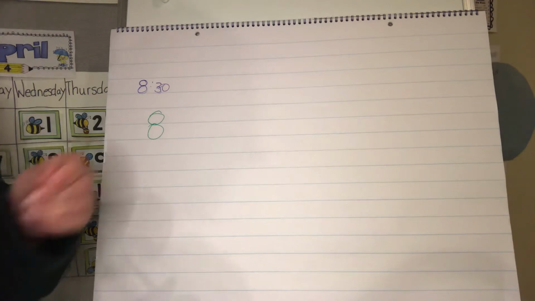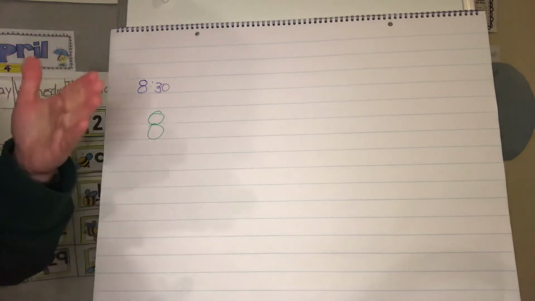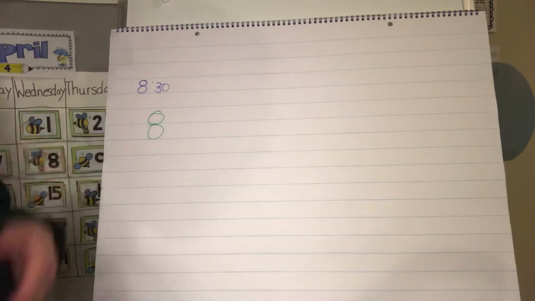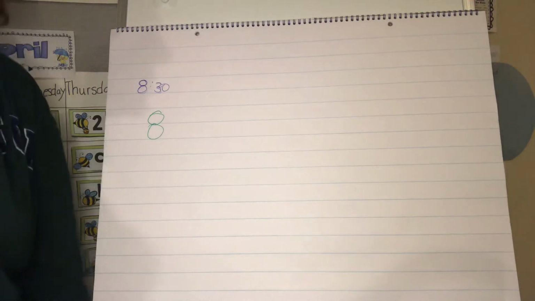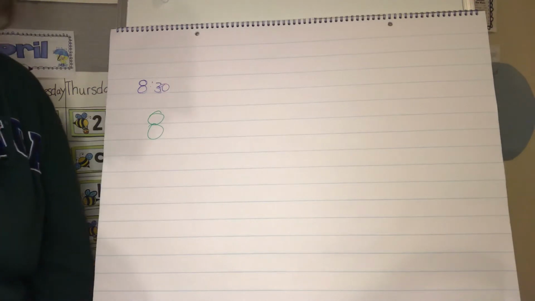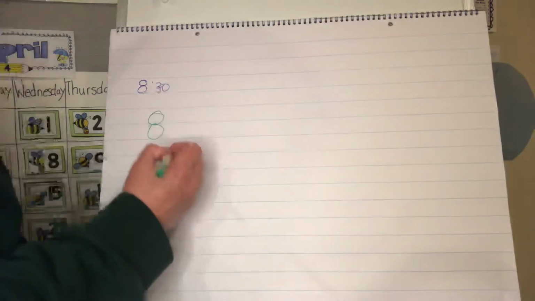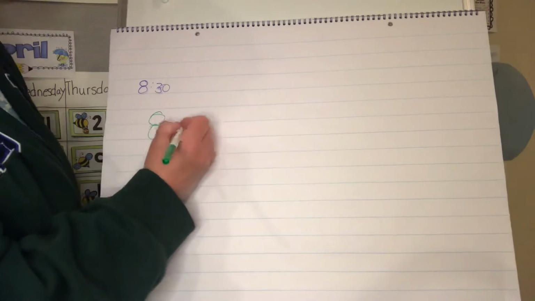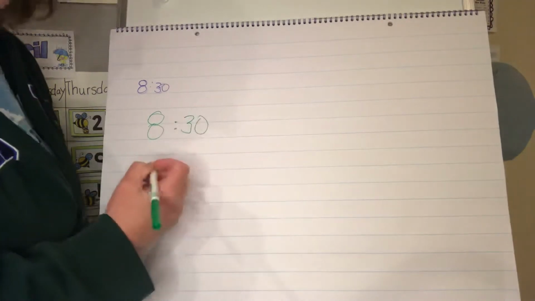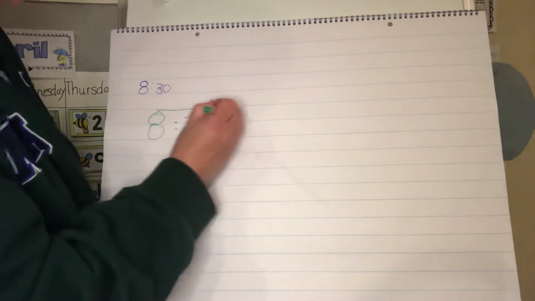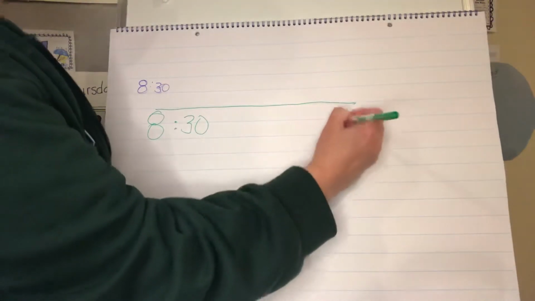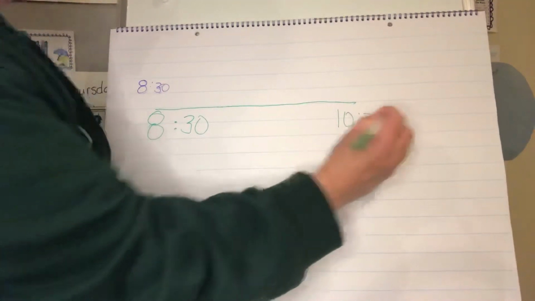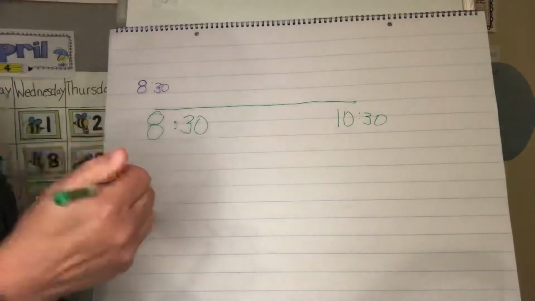Elapsed time is simply the amount of time that passes between one time and another time. In third grade, you have to know how to calculate elapsed time by the hour. That's what we're going to work on today. So let's say you started a project at 8:30 and you finished it at 10:30. How much time lapsed between those times?